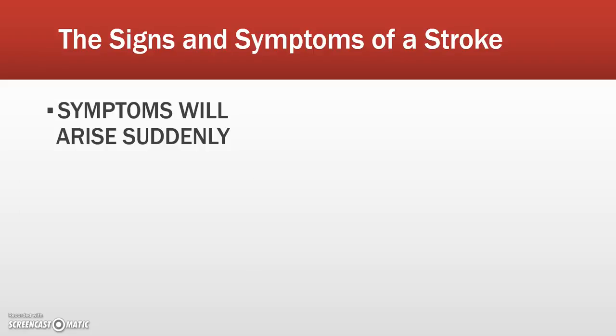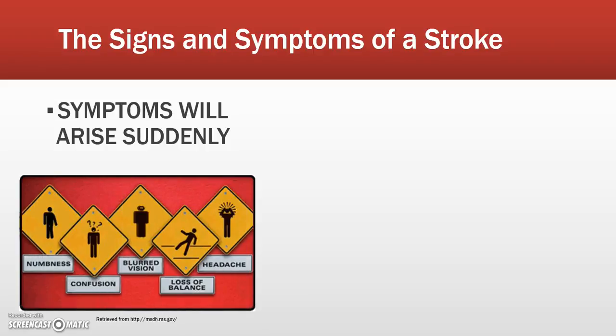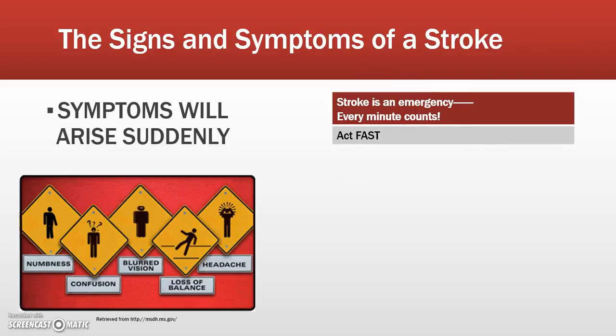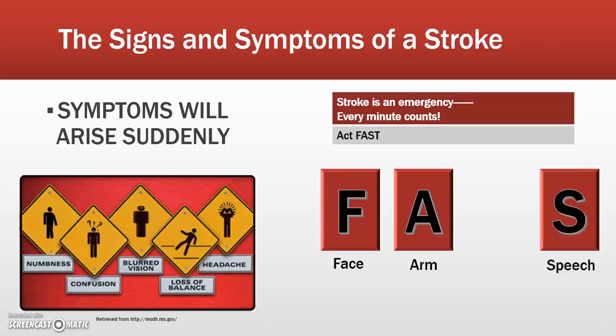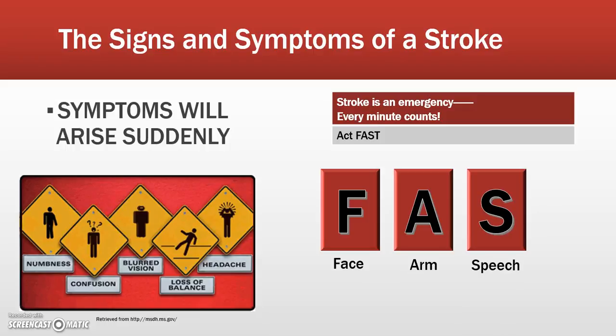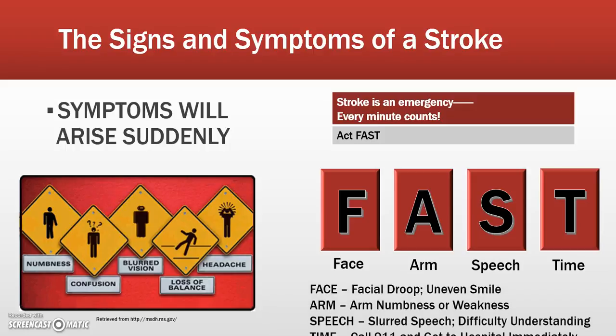If you think someone may be having a stroke, act fast and do the following simple test. Ask the person to smile. Does one side of the face droop? Ask the person to raise both arms. Does one arm drift downward? Ask the person to repeat a simple phrase. Is their speech slurred or strange? If you observe any of these signs, call 911 immediately. Getting to the hospital immediately will lead to a better chance of a full recovery.